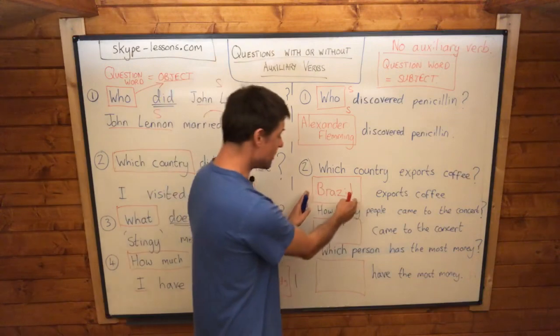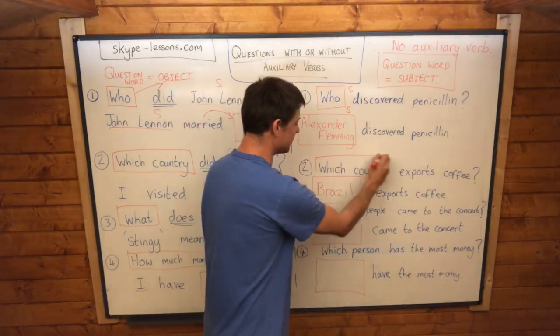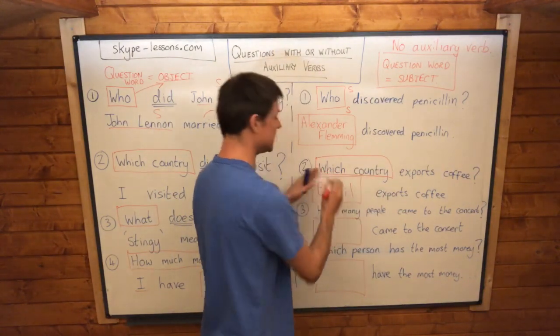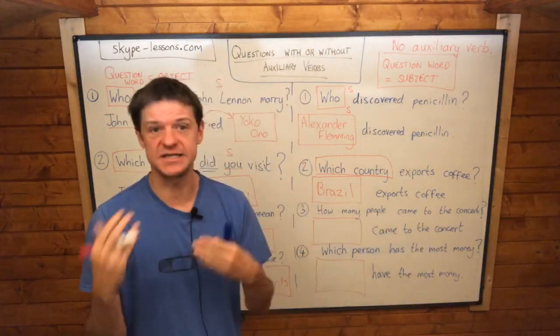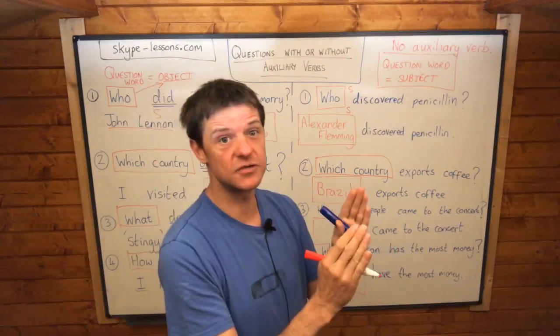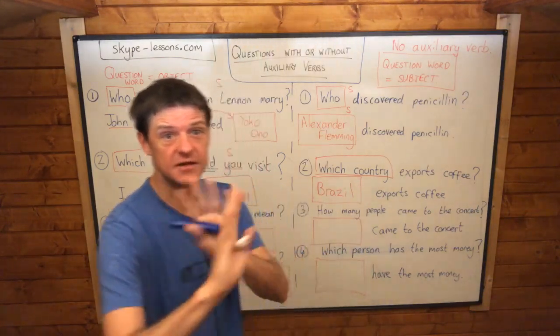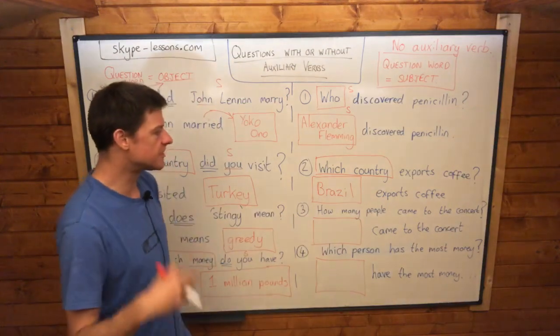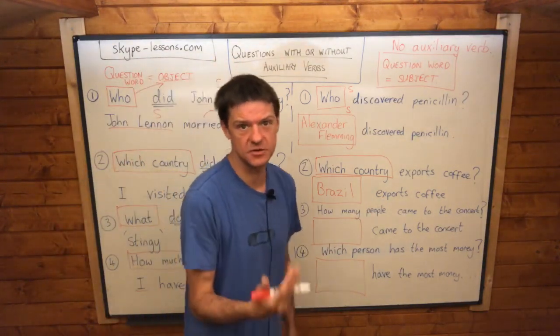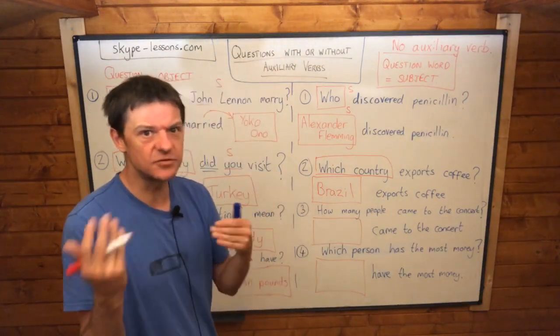Okay, so the answer to this question is the subject, which means which country is the subject, which means we don't say which country does, which country did. We need to just say which country exports coffee. No auxiliary verb, okay? Look at question number 3. How many people came to the concert? There's no do or does or did.